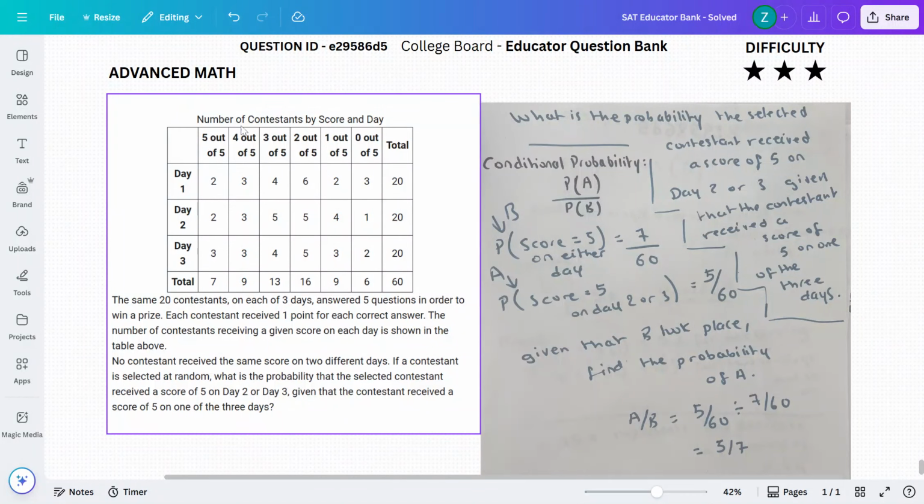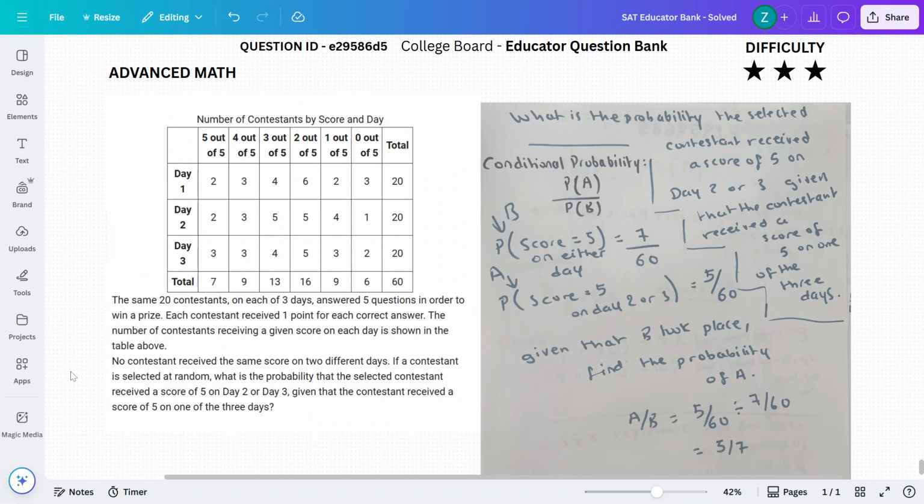So here we're given the number of contestants by score and day. So this is on day 1, how many 5 out of 5 answers were correct. So 2 people got all questions correct, 3 people got 4 questions correct, 4 people got 3 questions correct, and so on. So you can see the pattern here. This will add up to 20 people, and correspondingly, respectively, how many of the questions out of 5 they got correct on every single day.